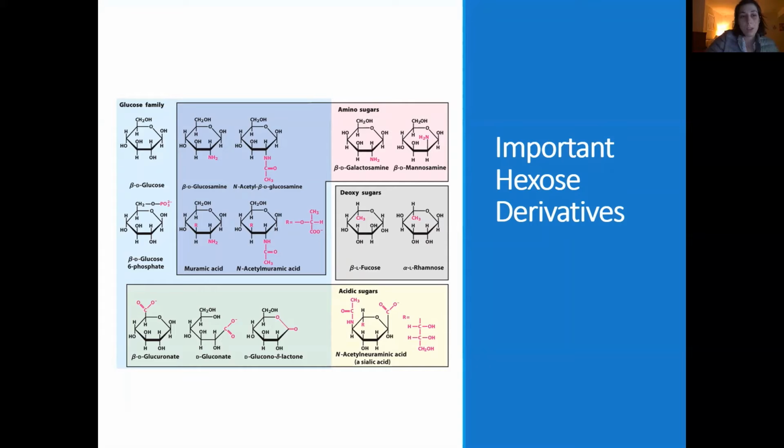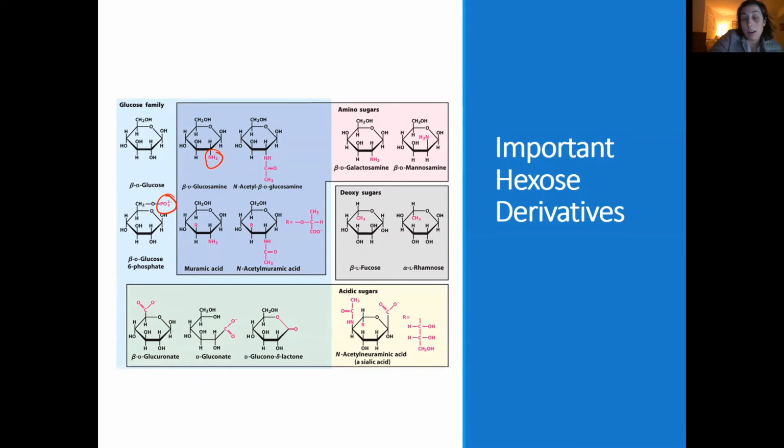exist on the ring. So you can see, for example, there's a large variety of these just for glucose alone. So if you take glucose, which is shown in the top left, and for example, you add on an NH2 group, it becomes glucosamine. It could also, for example, have a phosphate attached to it. So it could be glucose 6-phosphate.